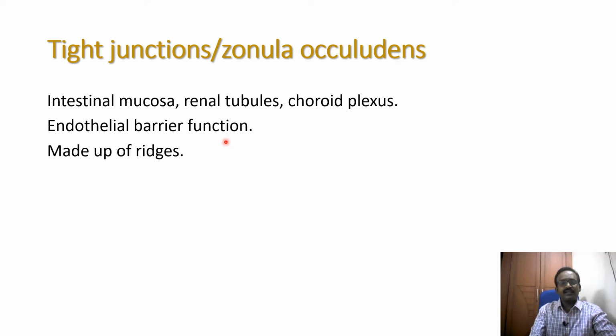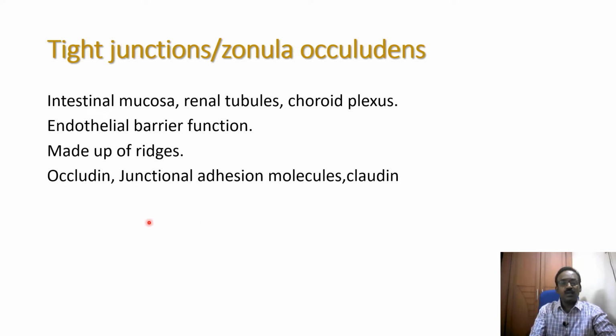The tight junctions are made up of ridges. One half of the ridge comes from one cell, another half of the ridge comes from the neighboring cell. Two ridges tightly bind to form the tight junction. The tight junctions permit particular ions and solutes to pass through. So they are selectively permeable. Selective permeability is an important property of the tight junction.